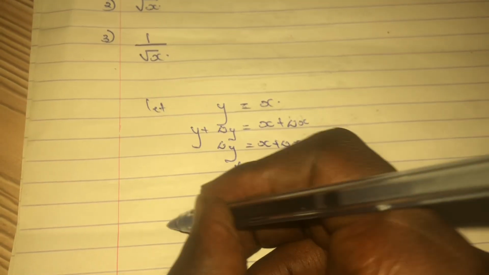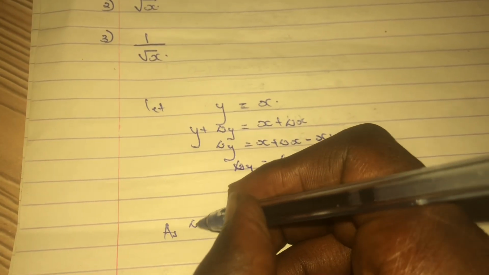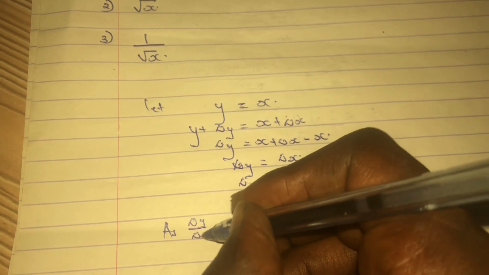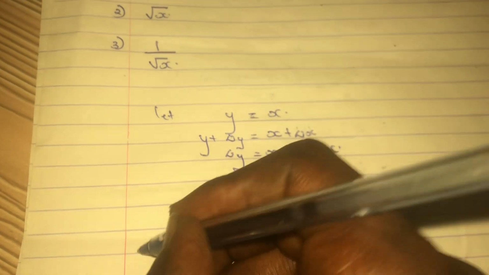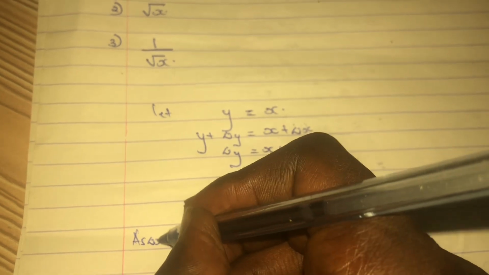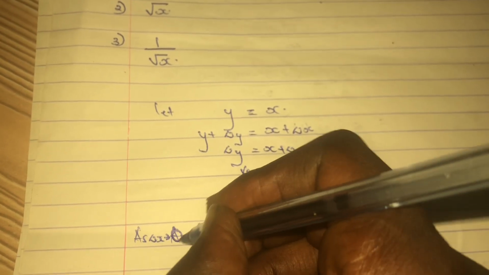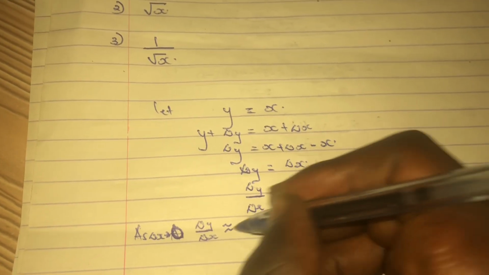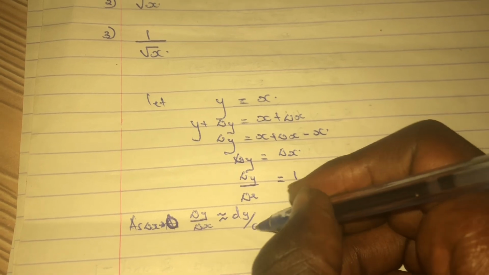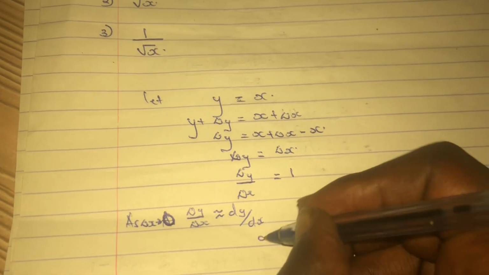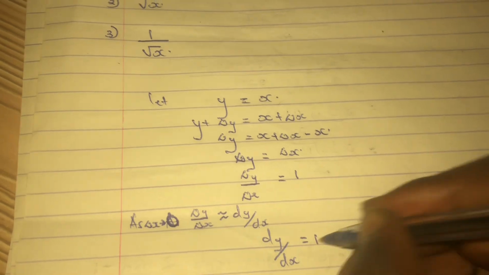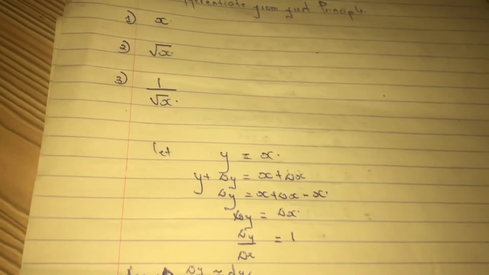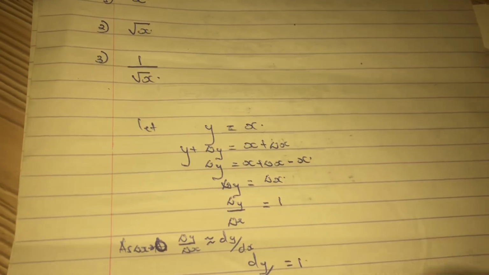So as change in x tends to 0, change in y over change in x approximates to dy over dx. That means dy over dx equals 1. So let's go to the next one, number 2, root of x.